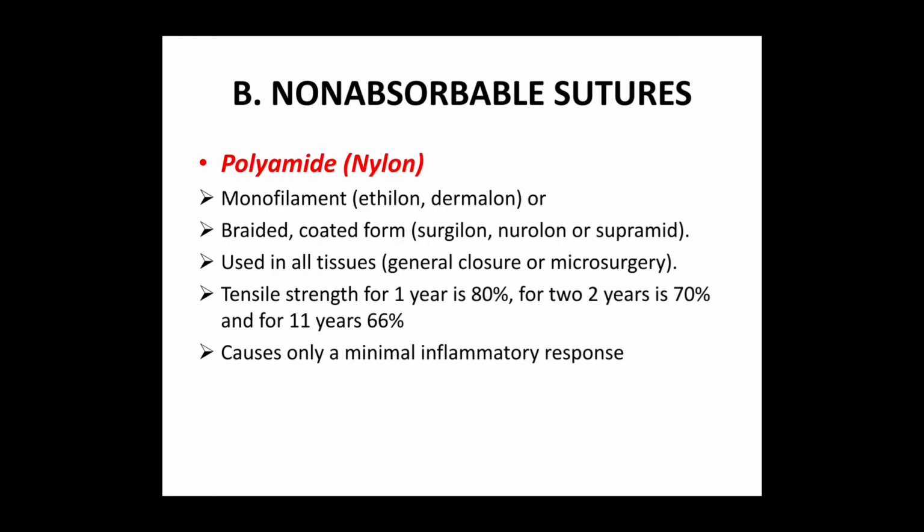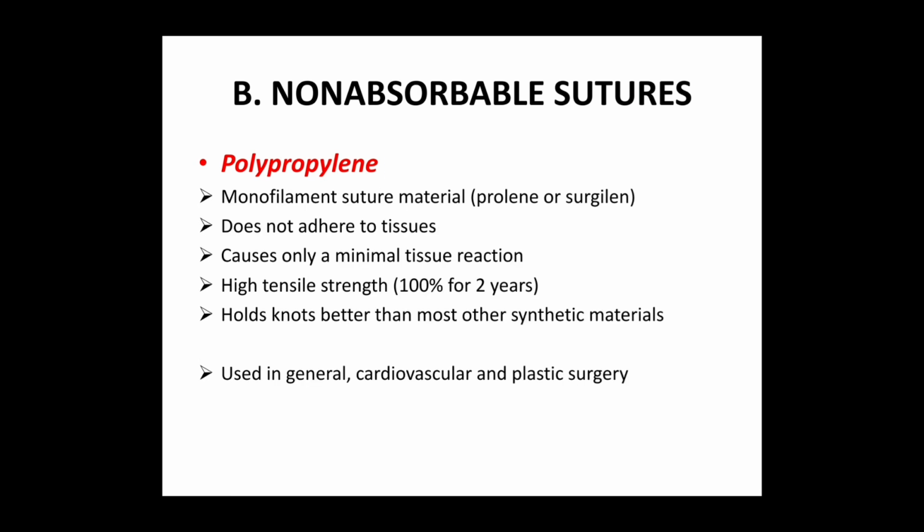Then there is polyamide, which is a monofilament, also called nylon, which is used for skin approximation. It's also available as a braided one. Coated forms are available as Surgilon, and it is used in all tissues like general closure or even for microsurgeries. The tensile strength at 1 year is 80%, at 2 years about 70%, and at 11 years about 66%. Causes only a minimal inflammatory response.